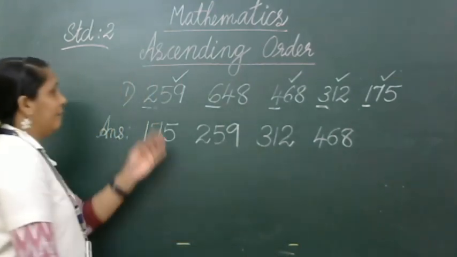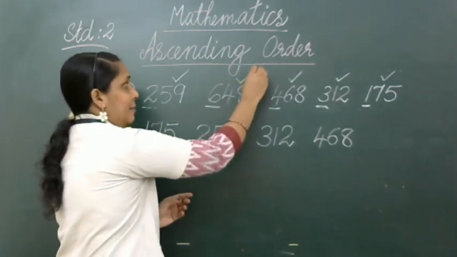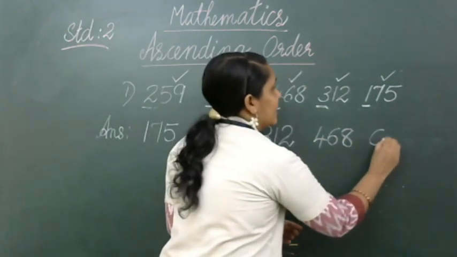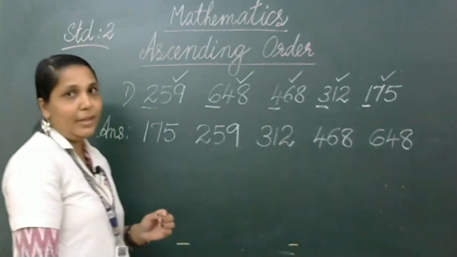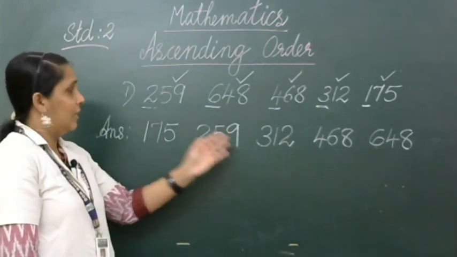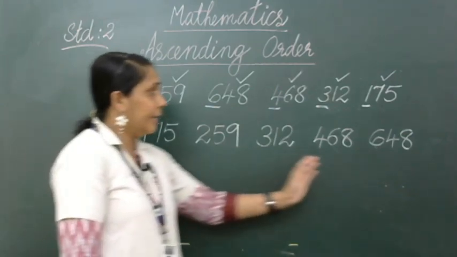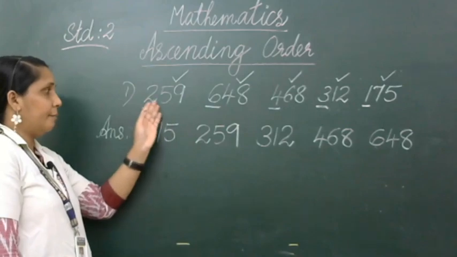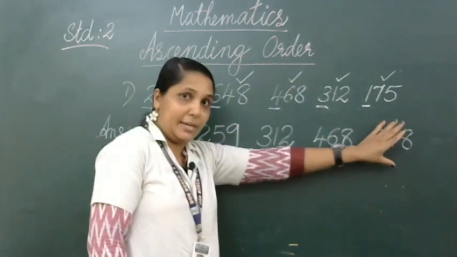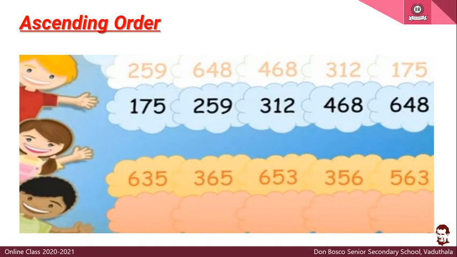Then after that we will write 468. Now we are having 6, only 6. So that is the biggest number. That is 648 is the biggest number among these. Okay. So we arrange the numbers in ascending order. Ascending order means smallest number to the biggest number. So this is the ascending order of numbers.